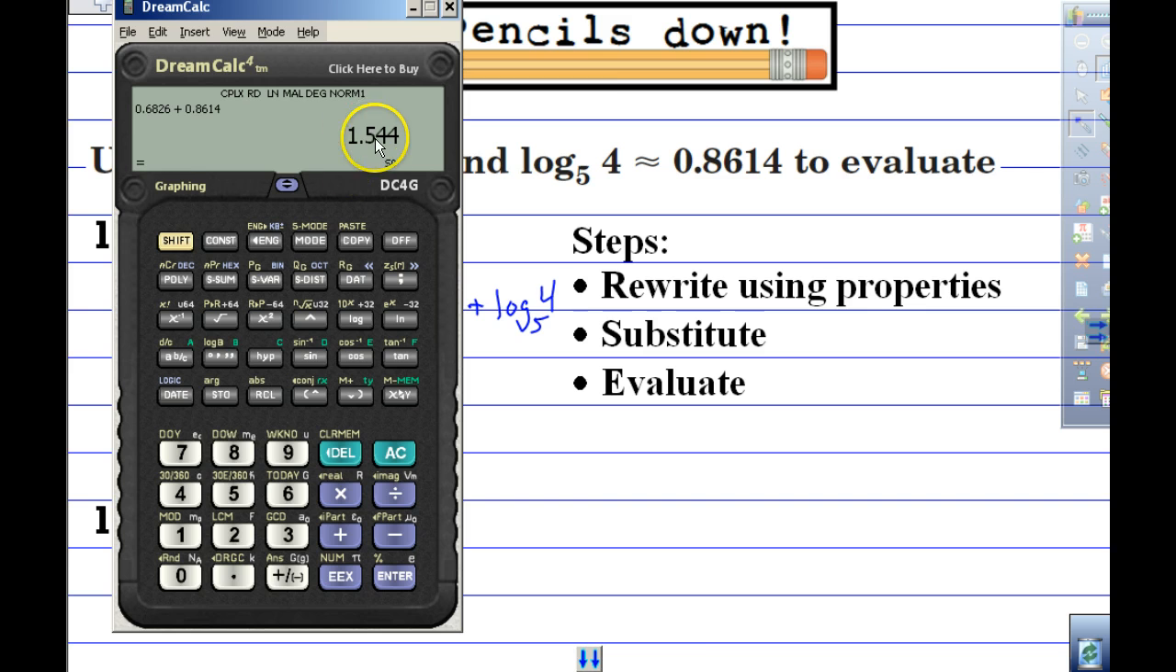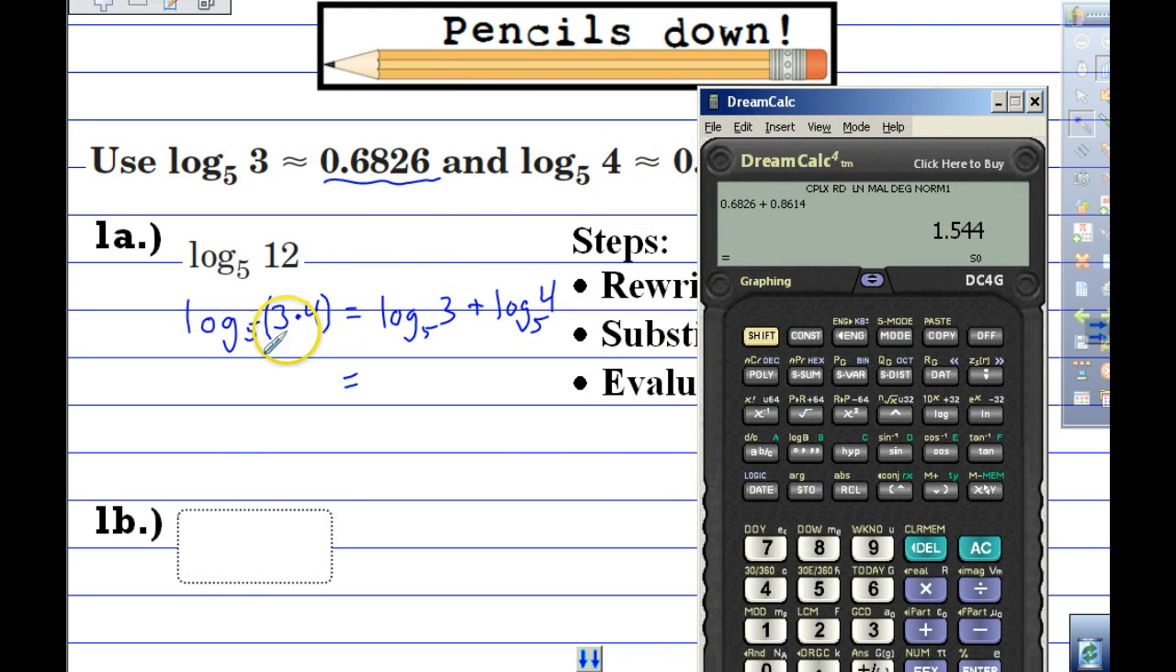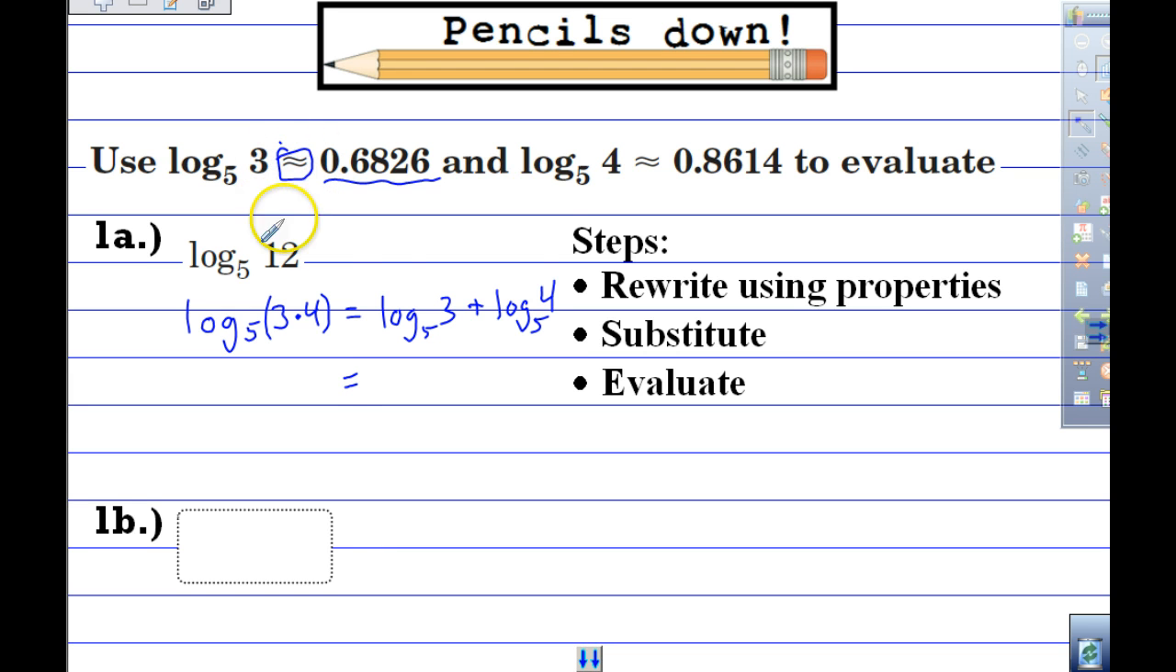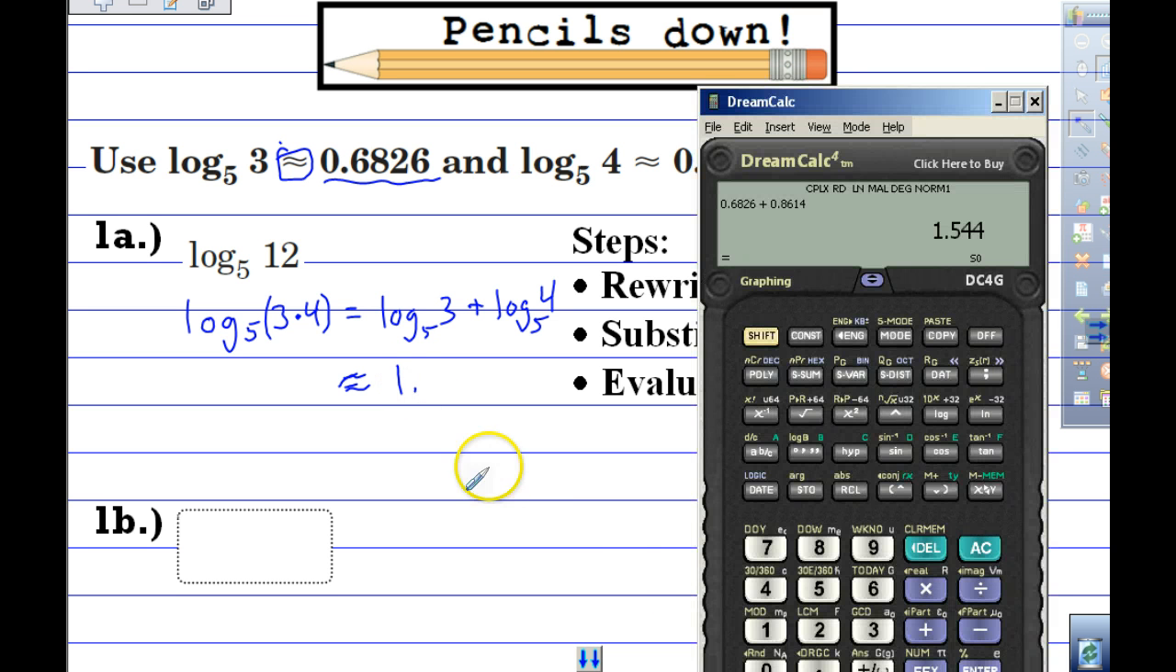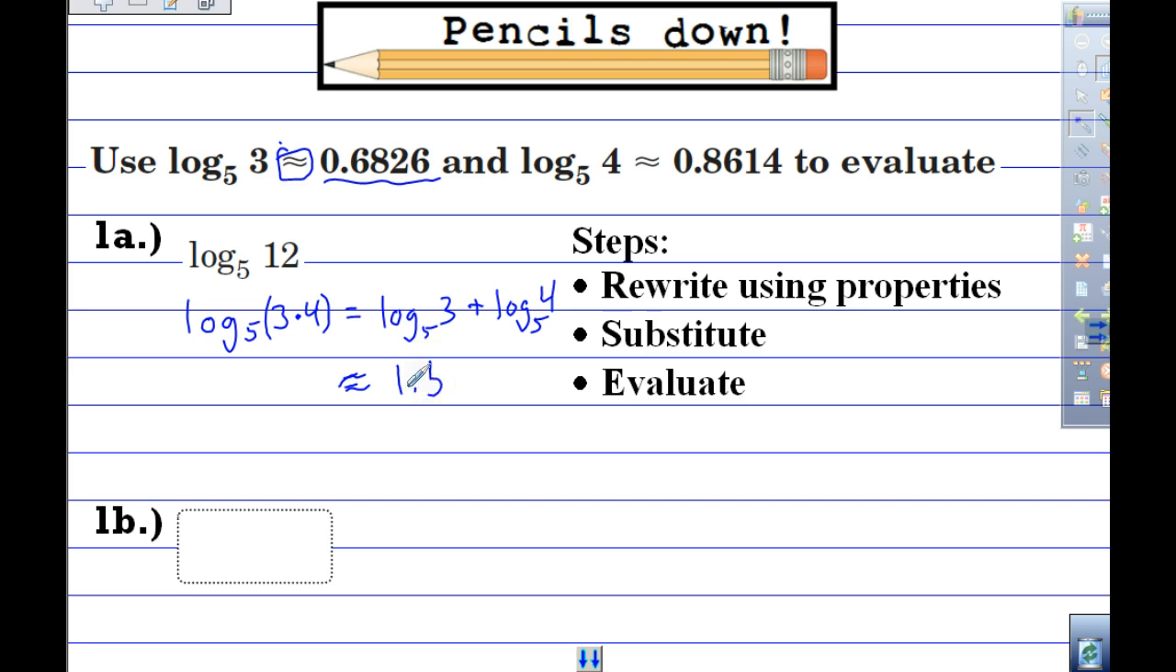I know it's 1.544. And at this point, since these are approximate values, I'm going to have to actually switch from the equals to approximate. 1.544. Okay. And there we go. Now this is actually a lot of work just to get this number.